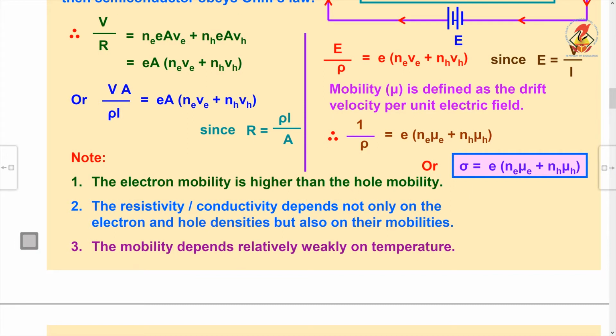The mobility of electrons is higher than the hole mobility. The resistivity or conductivity depends not only on the electron and hole densities, but also on the mobility. The mobility depends relatively weakly on temperature.